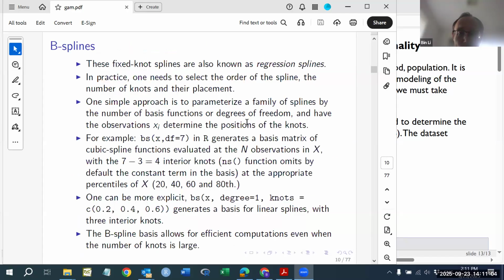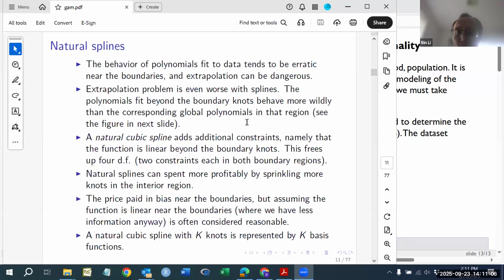Okay, so now we have another spline called the natural spline. Why do we need another spline? We have the regression spline, and we improved something through the B spline. Now we have a natural spline. Why? Because a natural spline is really useful when it comes to extrapolation problems.